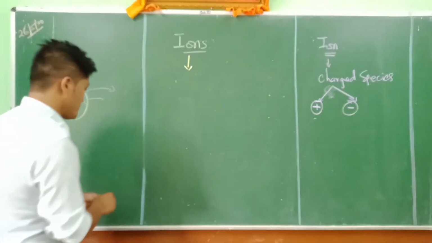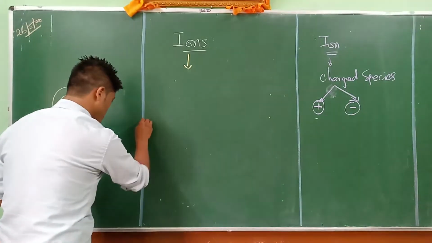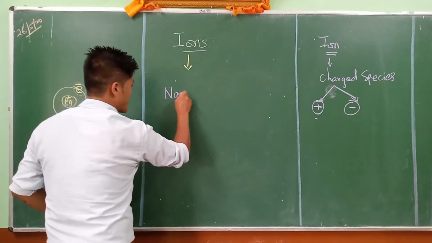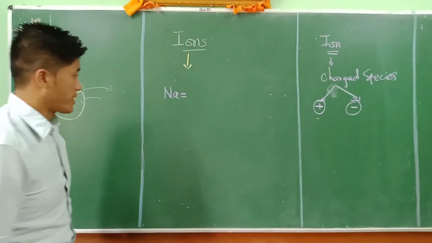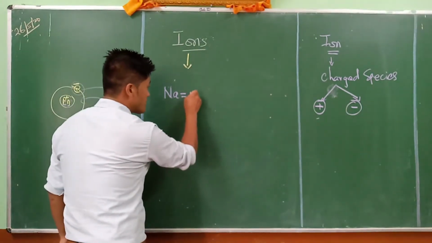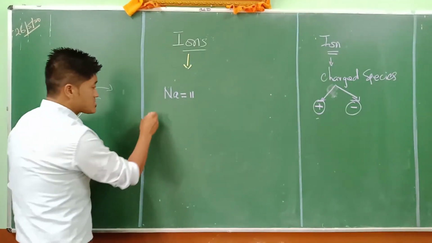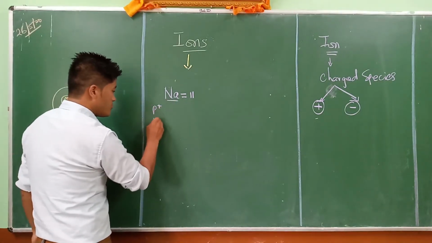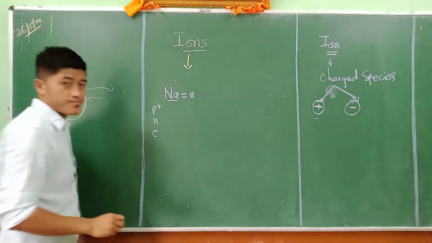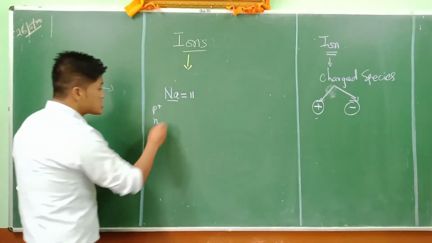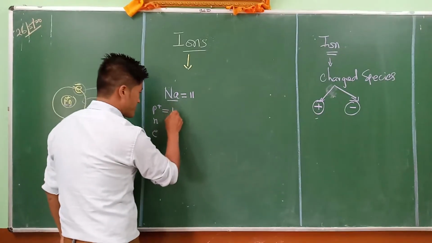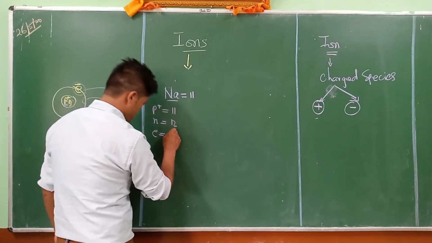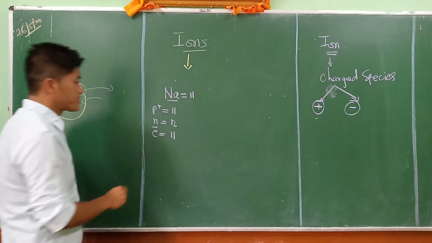Okay, so we are going to take the example of sodium. Sodium is atomic number 11. That means sodium is an atom made up of proton, neutron and electron. Now sodium has how many protons? 11 protons. And how many neutrons? 12. And how many electrons? 11 electrons. Okay, is that clear?